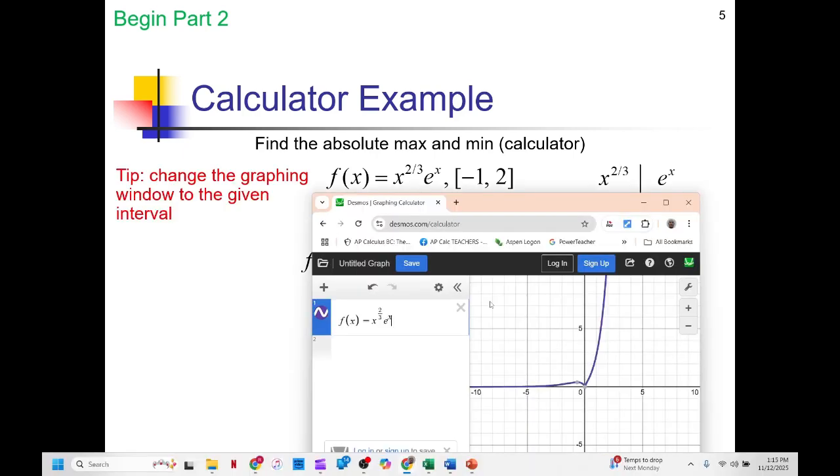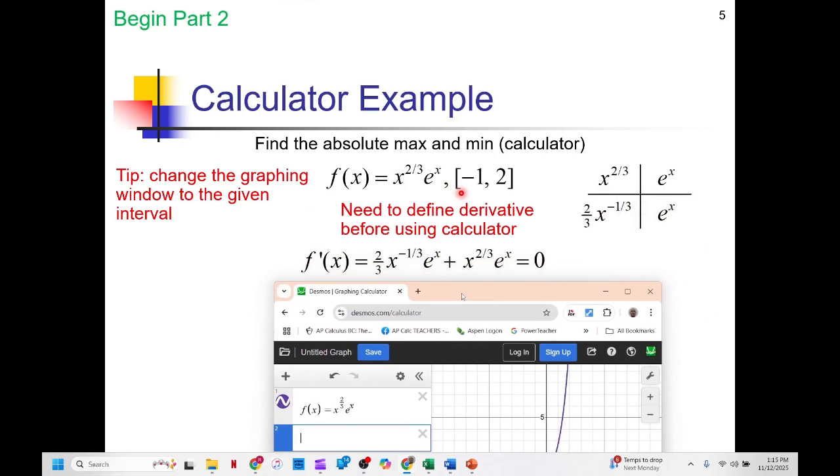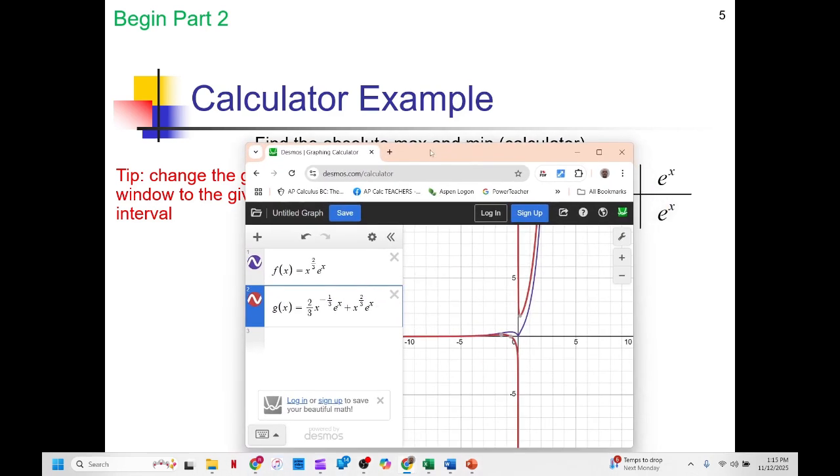Going back to Desmos, let me move this so I can see my derivative. I'm going to call my derivative g. So we have g of x equals 2/3 x exponent negative 1/3 times e to the x, plus x exponent 2/3 times e to the x. Let me move this back up so I can see. I'm going to unselect my original function so it's not cluttering up the works.